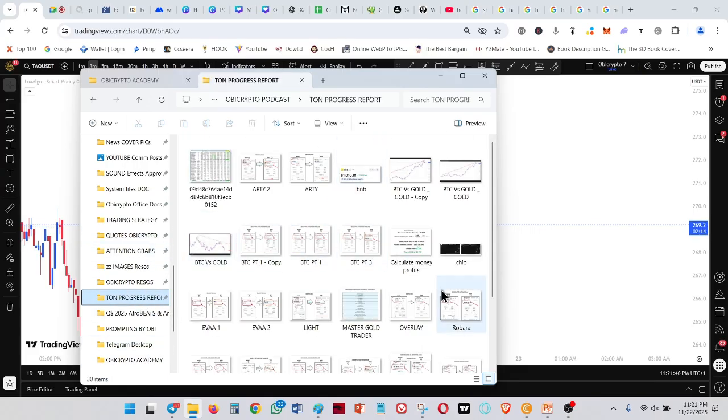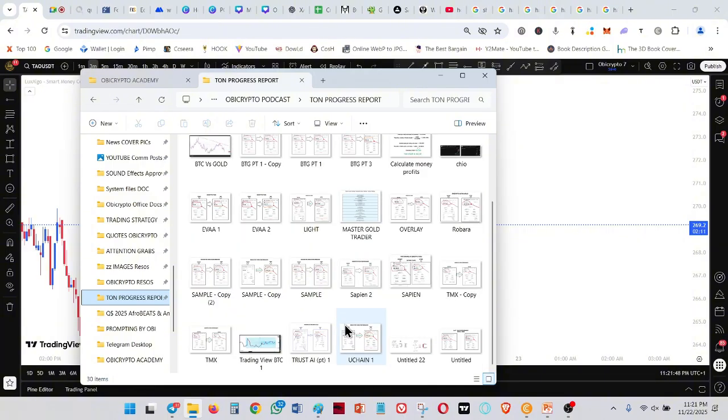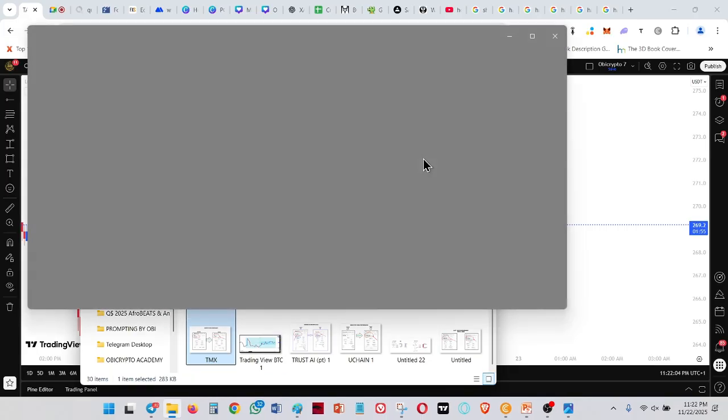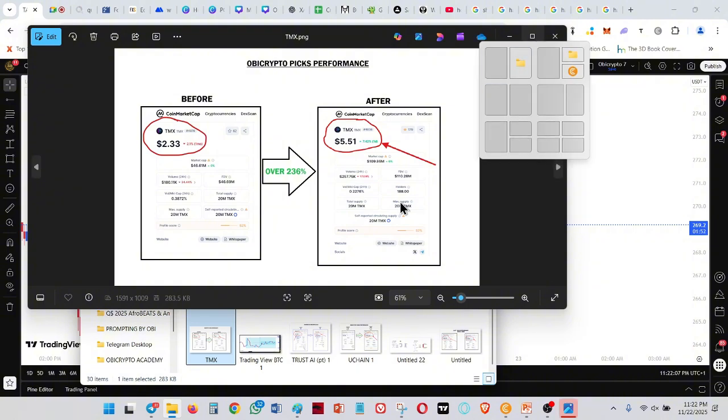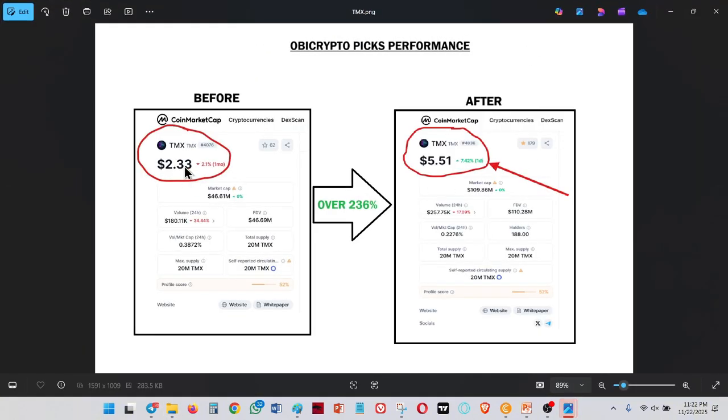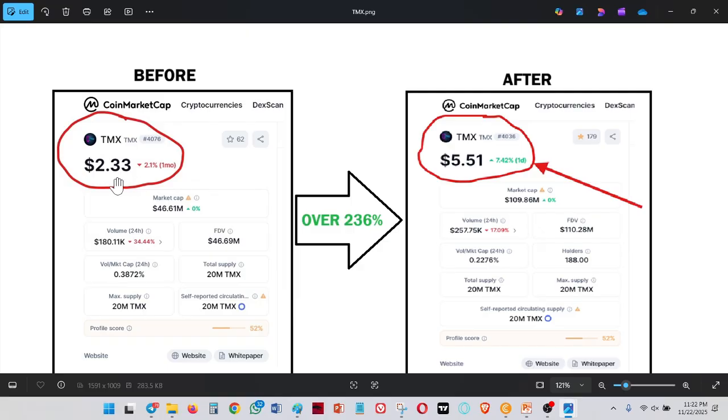You came late, so you will get late benefits. Let me show you. This is TMX. For those of you who are asking, look at TMX. I caught TMX at $2.33. Right now, in fact, it even went to $22, if you remember. Yes, it went to $22, right?